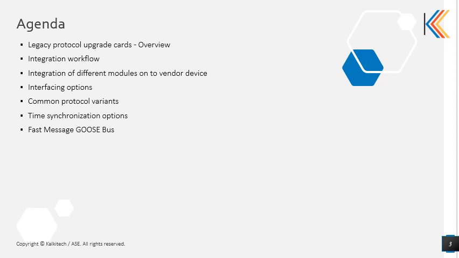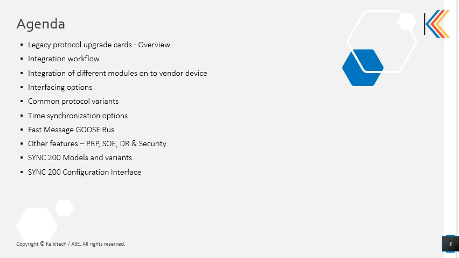Then, in order to enable the GOOSE timing requirement, how we can use a fast message GOOSE bus for getting better timing, that is, better, faster transfer of the data which meets the GOOSE requirement. Then other features like PRP, sequence of event, disturbance record, security, etc. SYNC200 models and its variants, configuration interfaces, development boards, then different applications. So that is the agenda for today.